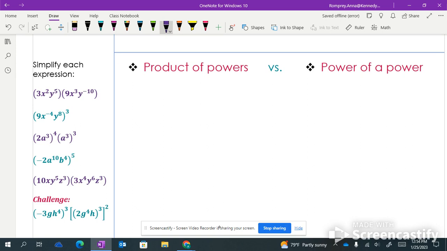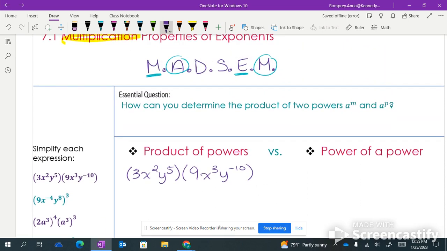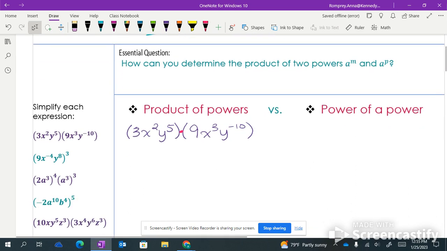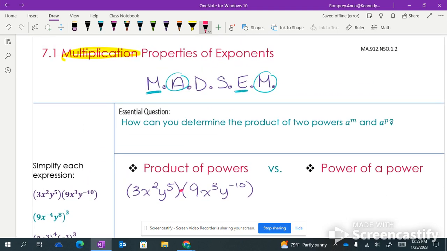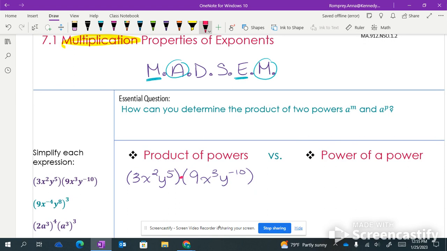So our first problem, the quantity of 3x squared y to the fifth times 9x cubed y to the negative 10th. So again, what did I just say? Times. So I'm going to multiply. So when I multiply, I add the exponents. So first start by multiplying our numbers. So 3 times 9 gives us 27.